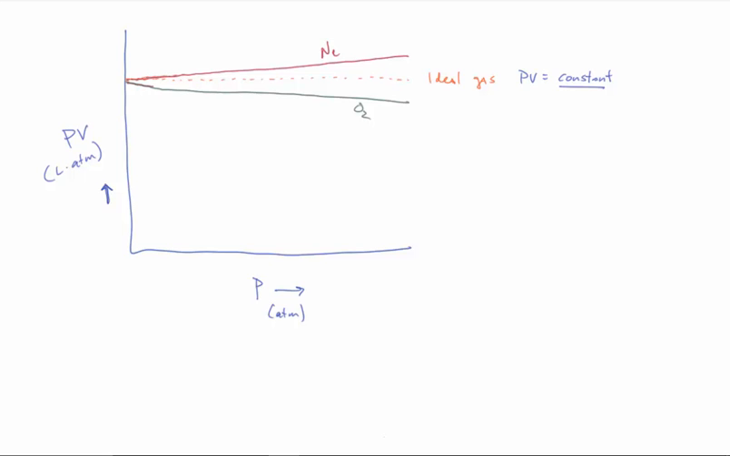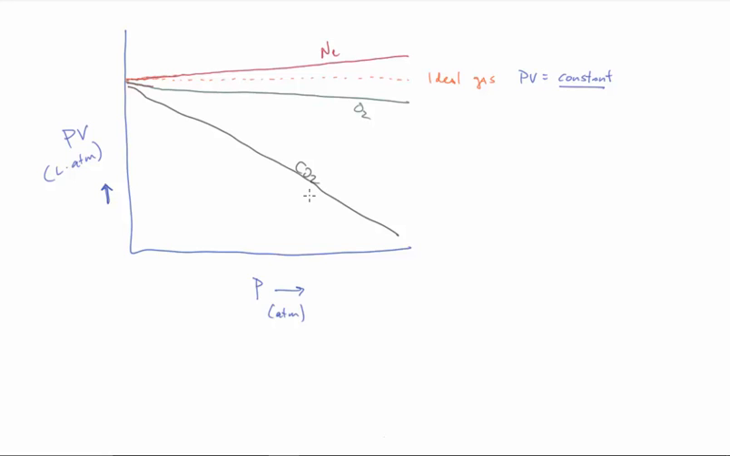But what we see, and this is where it starts to get a little bit tricky, is that carbon dioxide doesn't follow that constant PV value very well, especially as the pressure is increased. As we increase pressure, we get further and further away from those ideal qualitative conditions.